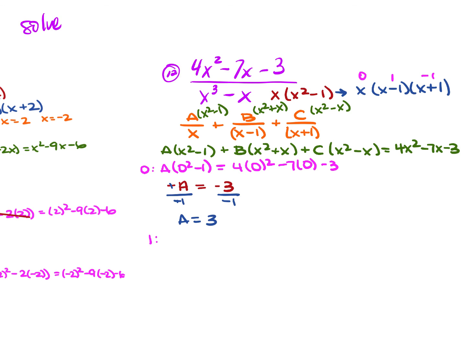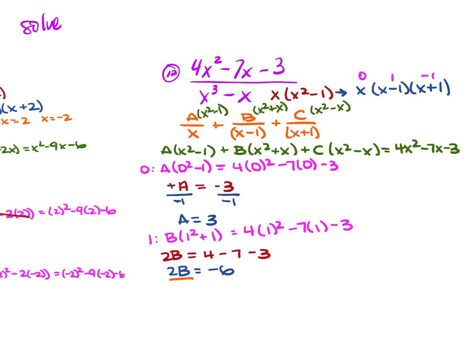You also have 1, so we're going to have a times 1 squared minus 1 is going to be 0. Then you have b times 1 squared plus 1. The c is going to cancel out because the b works, and then we set it equal to 4 times 1 squared minus 7 times 1 minus 3. So this is going to be 1 plus 1 is 2. B is equal to 4 minus 7 minus 3. 4 minus 7 is negative 3. Minus 3 is negative 6. So 2b is equal to negative 6. Divide each side by the 2. You get b is negative 3.